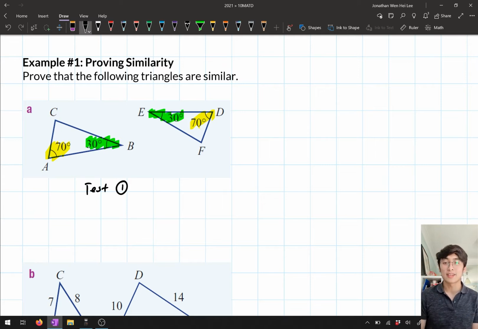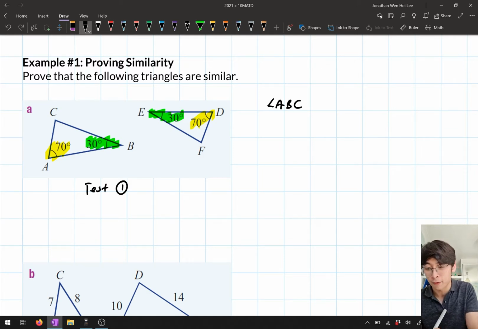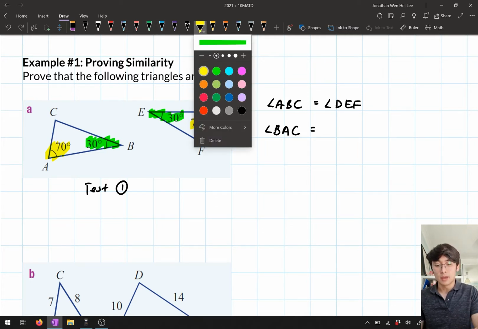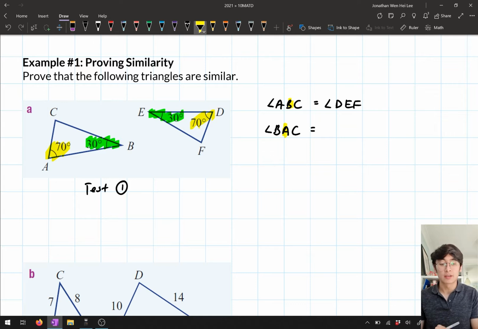Now, when I'm proving that they're similar, all I need to do is write down each piece of information that I have. Let's first start off. This angle of 30 degrees is equal to this angle of 30 degrees. So I'm going to write angle ABC in my first triangle is equal to angle DEF in the second triangle. The second one is this other angle of 70. That's angle BAC. Just remember with angles, the middle letter is where the angle is. And that is equal, in my second triangle, to EDF.